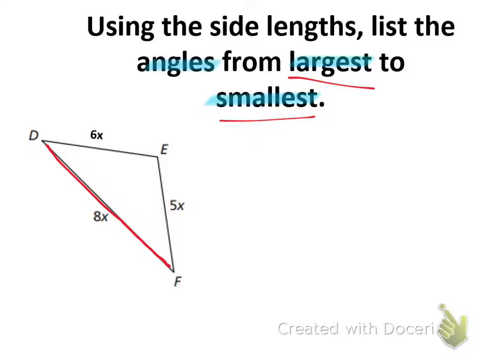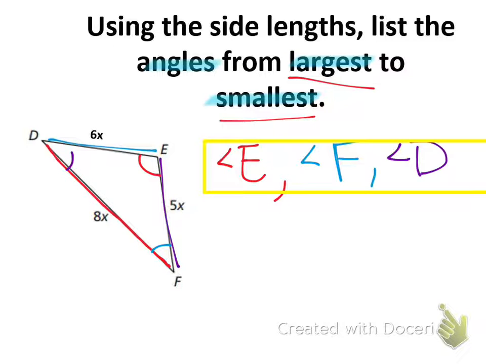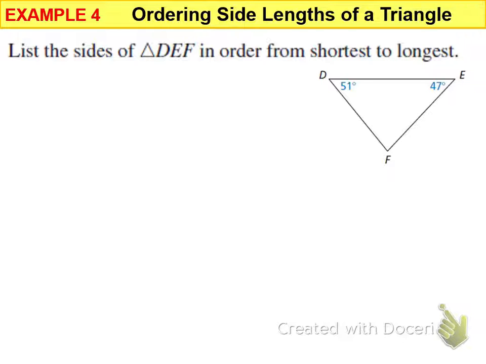DF, which is across from angle E, so that's the biggest angle. The medium side length, 6x, is across from angle F, which means our smallest angle is angle D. Good. The last of this section is doing the opposite.